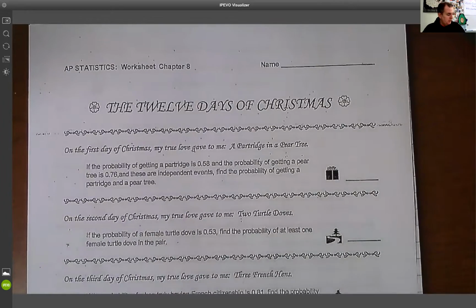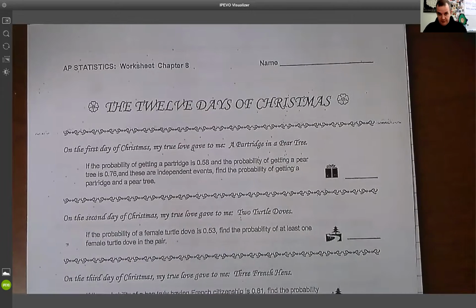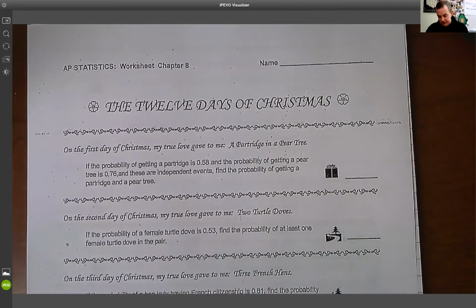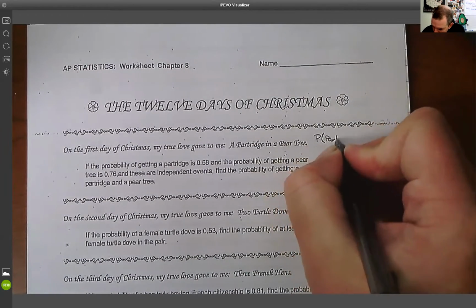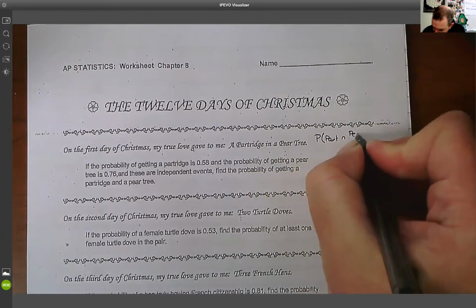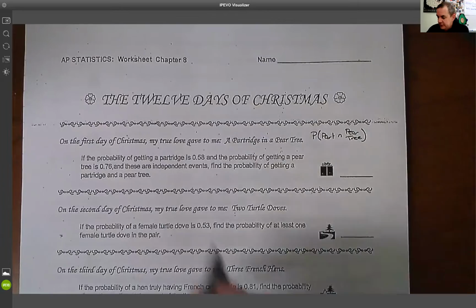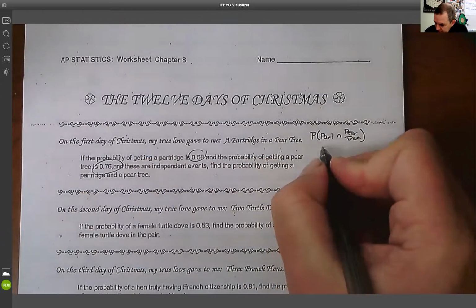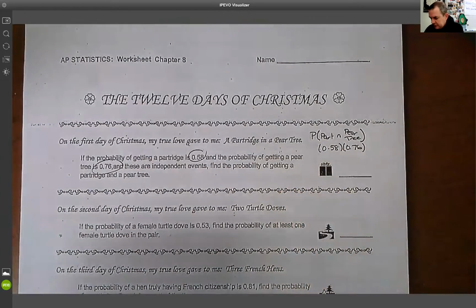Okay, well, the way this works out is this is neither a binomial nor a geometric because there's not a fixed number of trials in here, and you're not looking for your first success. It's basically just saying the probability of getting a partridge and a pear tree. So in this case, it's just going back to our definition of independence. Take these two probabilities and multiply them times one another. So it is 0.58 times 0.76.